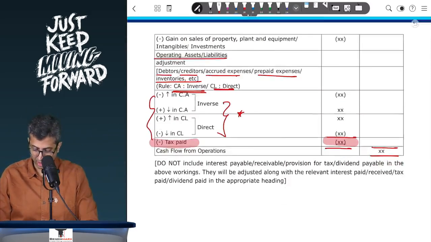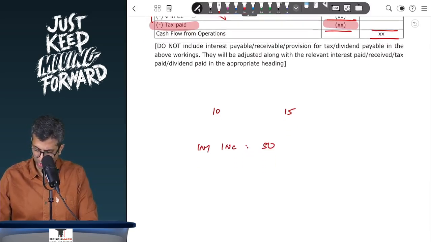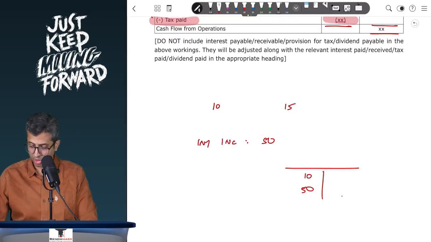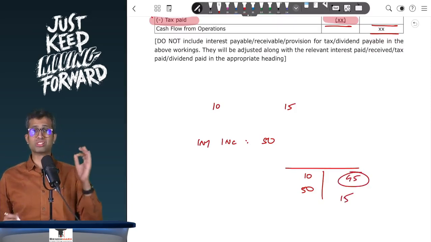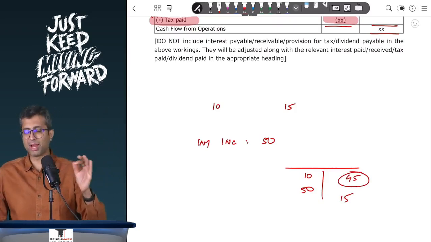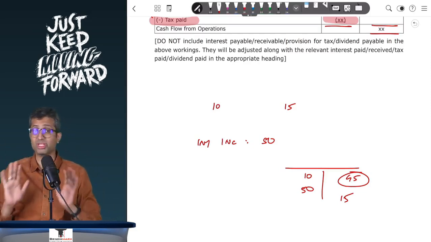Or like for example, if there was an opening interest receivable of 10, closing interest receivable of 15, and during the year you have recorded an interest income of, for example, 50. So you will say that during the year, if there was an interest receivable of 10, over and above that 50 has been the income accrued, closing is 15, so during the year 45 must have been received. So you will say opening plus, that is 10, plus interest income, that is 50, minus closing, that is 15, that is 45 must be the interest income received in your cash flow from investing activities.